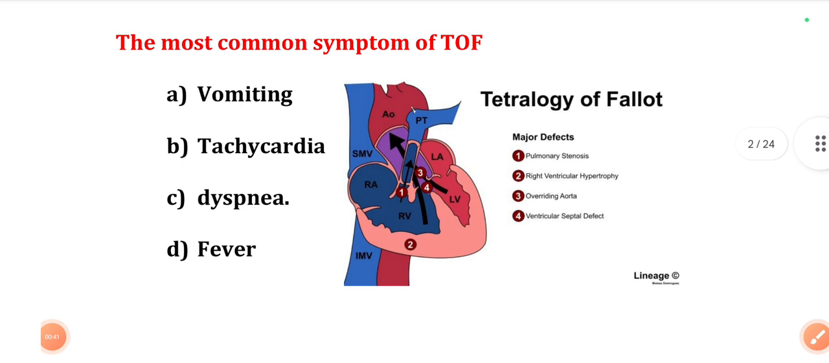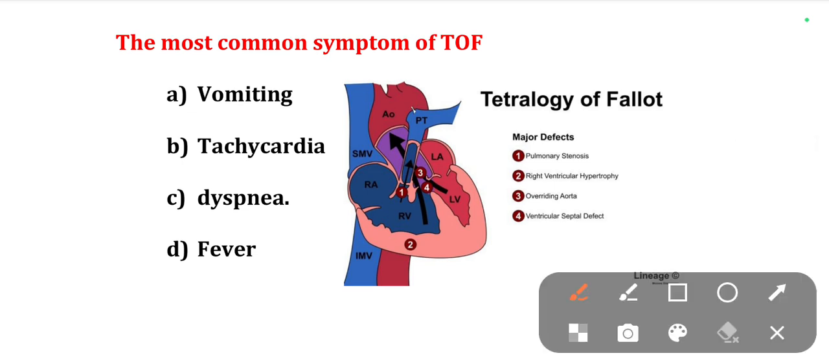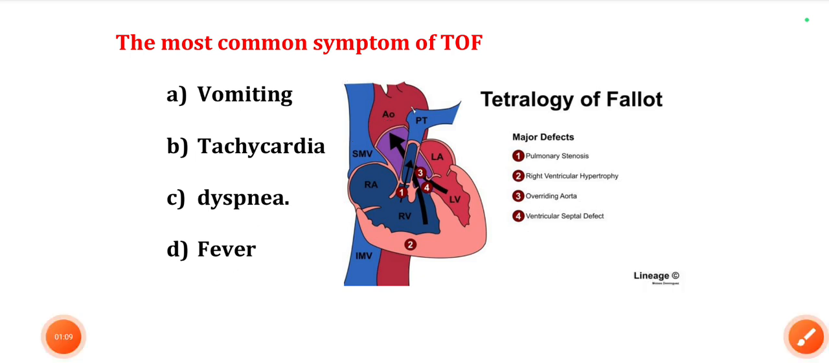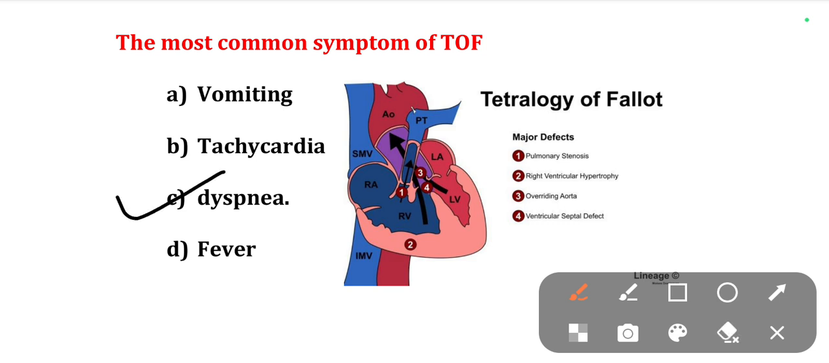The next one is the most common symptom of tetralogy of Fallot. So tetralogy of Fallot is a type of congenital heart disorder. In this type, the defects are pulmonary stenosis, right ventricular hypertrophy, overriding of aorta, and ventricular septal defect. So which one is the most common symptom? Options: vomiting, tachycardia, dyspnea, and fever. The right one is dyspnea. So children with tetralogy of Fallot may have breathing difficulty because of having a lot of defects in the heart.